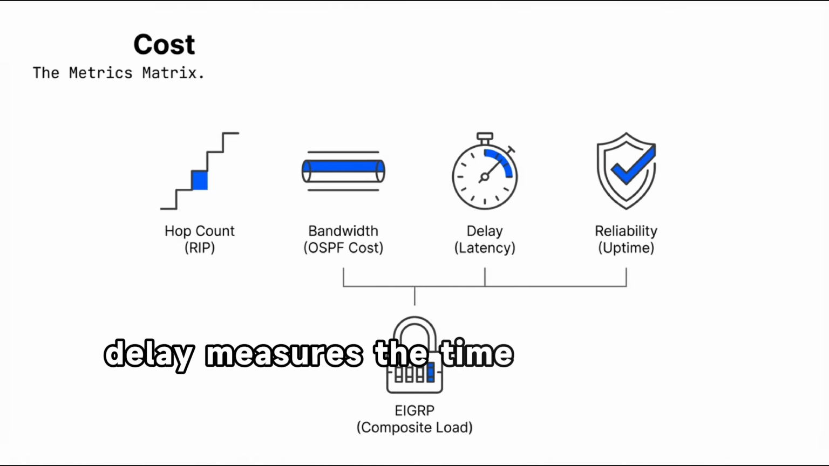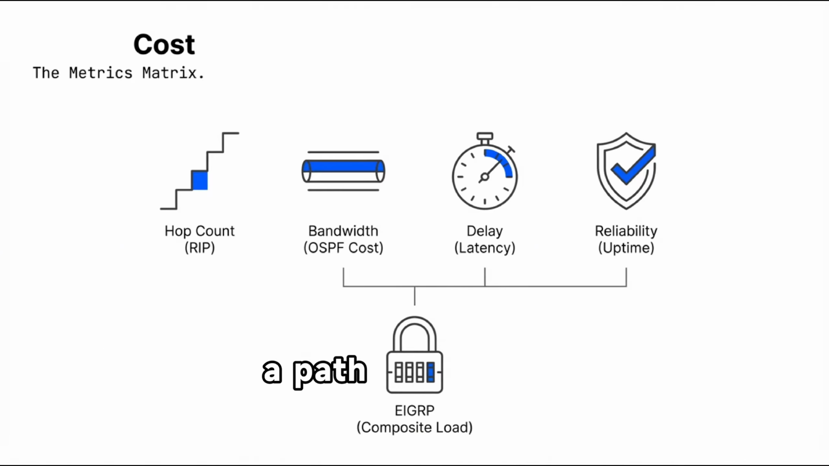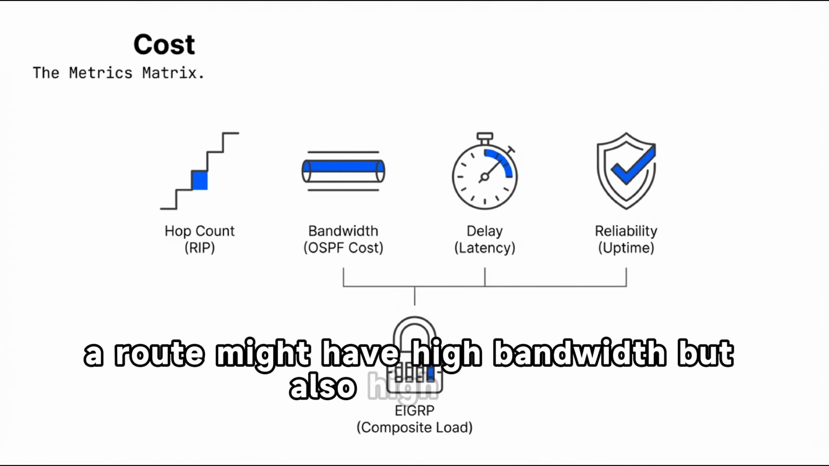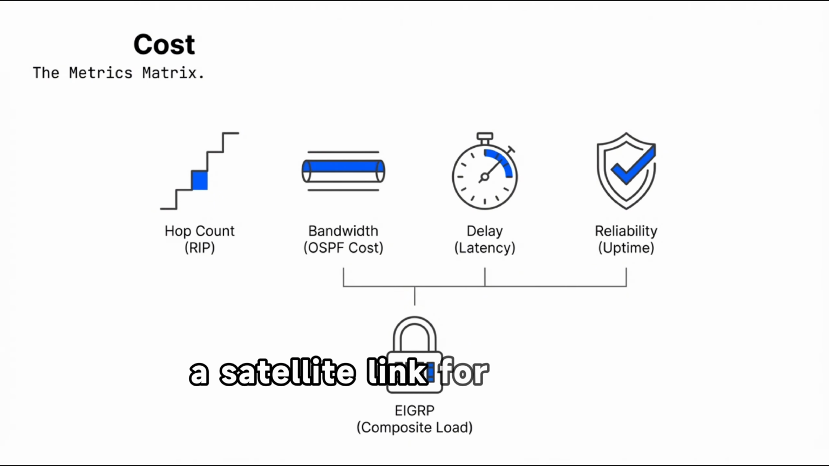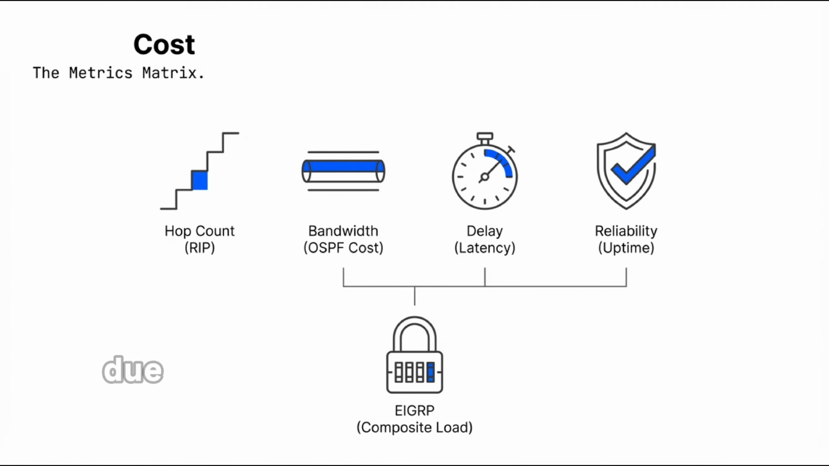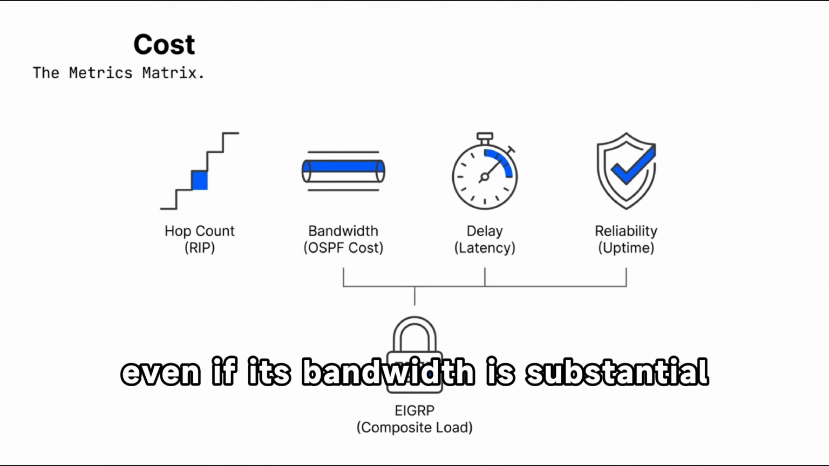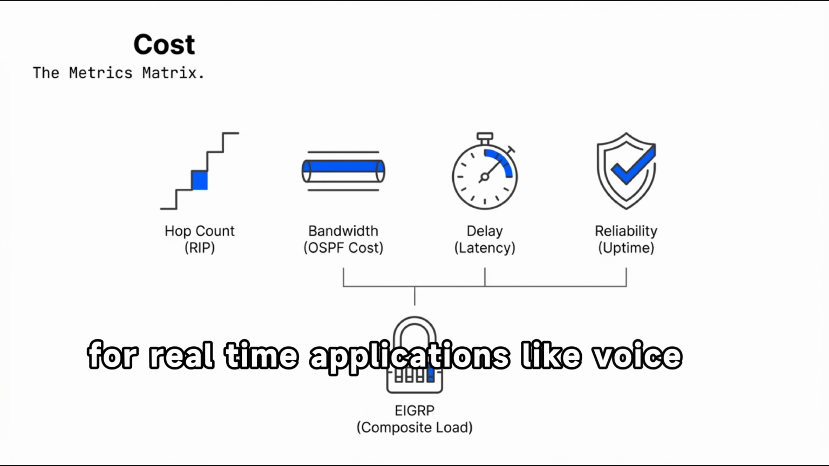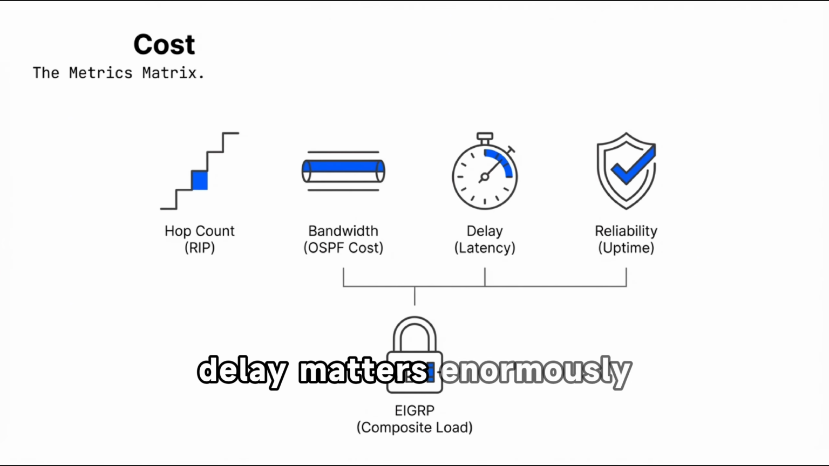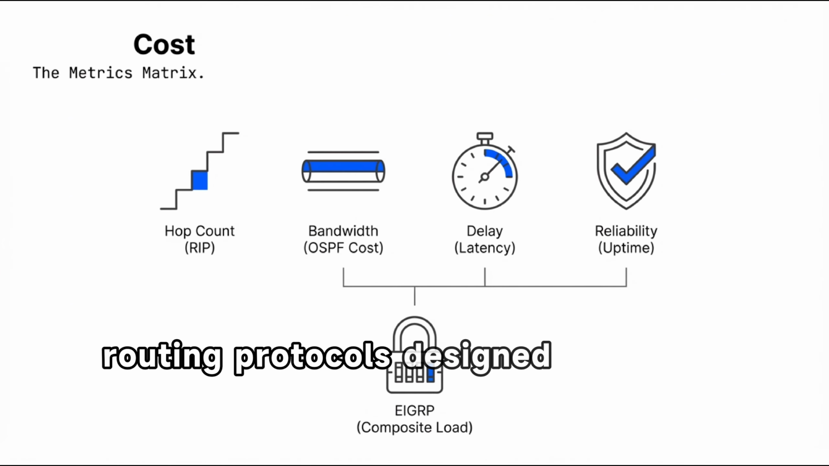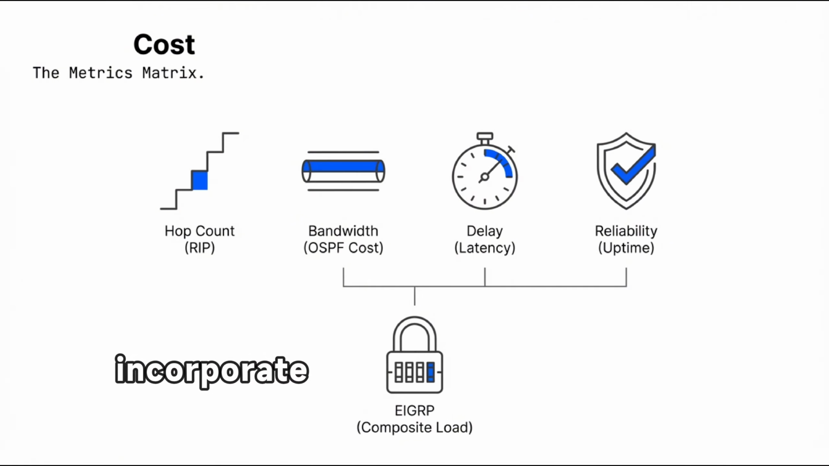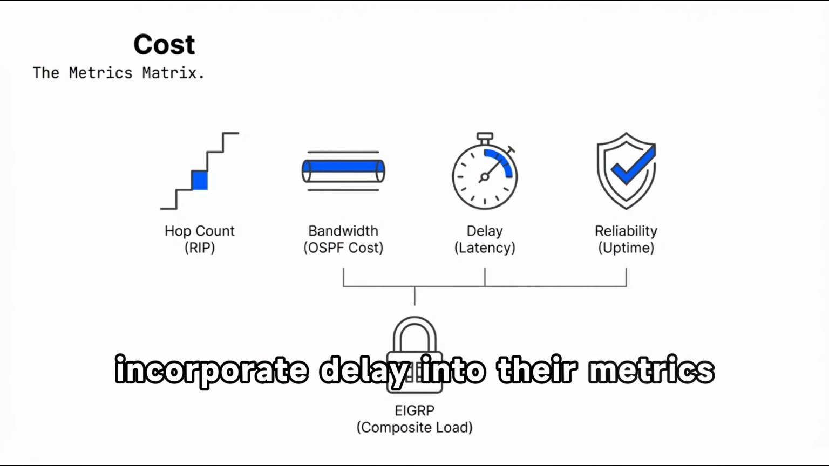Delay measures the time it takes for packets to travel a path, the latency. A route might have high bandwidth, but also high delay. A satellite link, for instance, has enormous latency due to the physical distance involved, even if its bandwidth is substantial. For real-time applications like voice or video, delay matters enormously. Routing protocols designed for these use cases incorporate delay into their metrics.